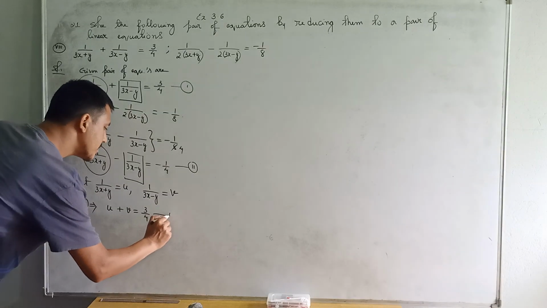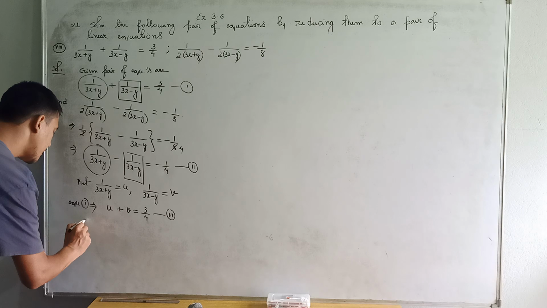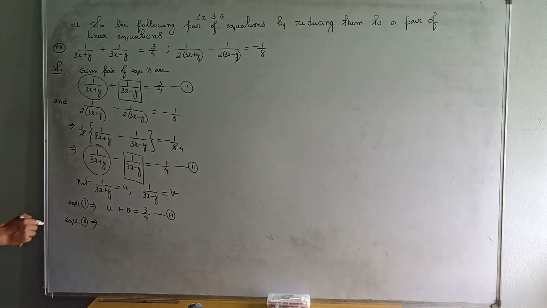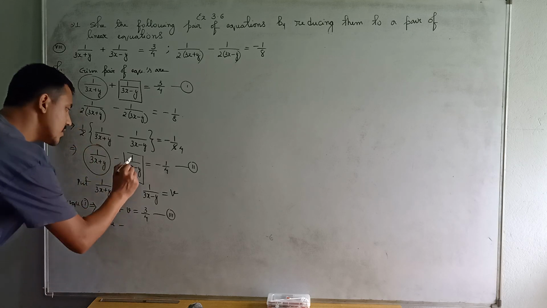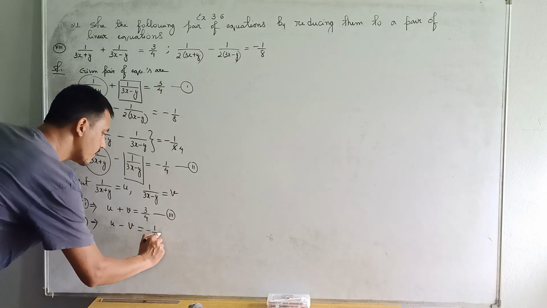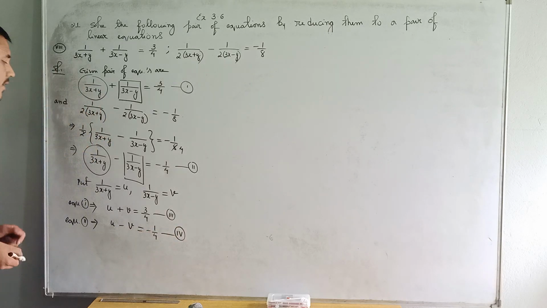So equals 3 by 4, that is equation 3. And your equation 2 will become, this whole thing is u only, minus this whole thing v, is equal to minus 1 by 4. We can do it by elimination.